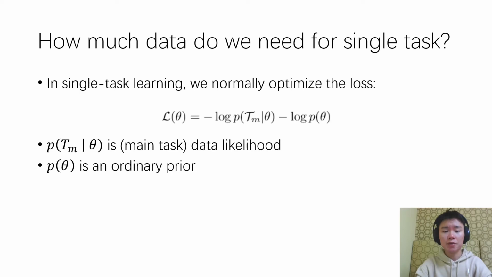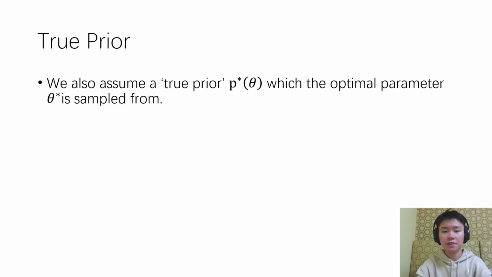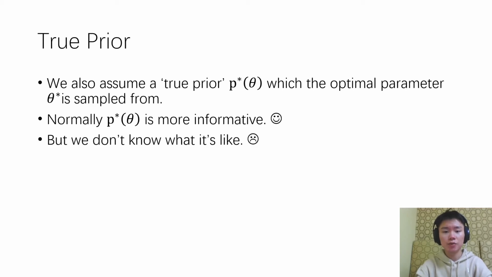In single task learning, we normally optimize a loss looking like this. The first term is the data likelihood of the training data, and the second one is some ordinary prior. Usually this prior is quite weak. For example, it's like a zero mean Gaussian if we are using weight decay. So this weak prior actually reflects our weak knowledge about the true parameter distribution. And meanwhile, we also assume that there is a true prior, which the optimum parameters theta star is sampled from. And normally this true prior is more informative, but we don't know what it's like.